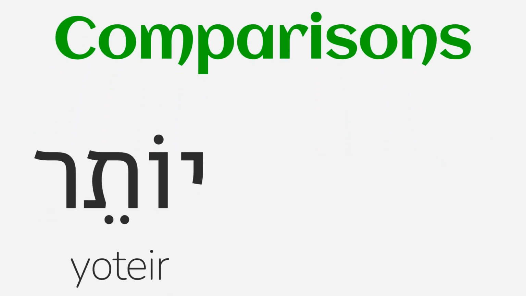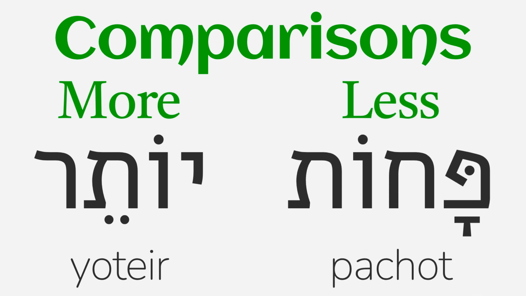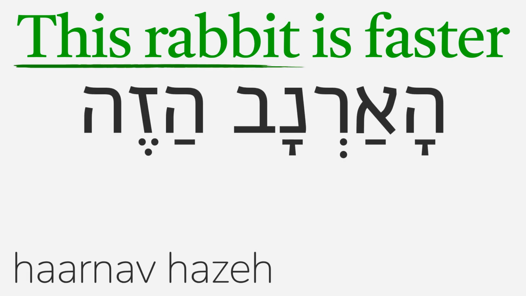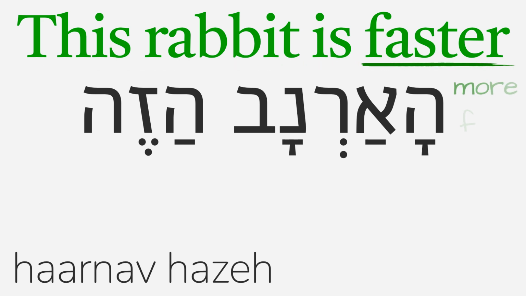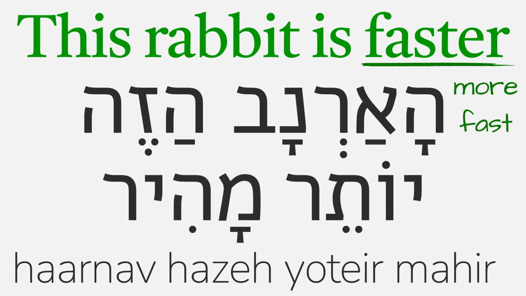Today, we are going to learn how to make comparisons. To make comparisons in Hebrew, we need to know two words, yoter, which means more, and pachot, which means less. We can say, this rabbit is faster, like this. This rabbit is ha'arnav hazeh. And faster will be said as more fast in Hebrew. That is, yoter, more, mahir, fast. Yoter mahir, faster. Ha'arnav hazeh yoter mahir. This rabbit is faster.